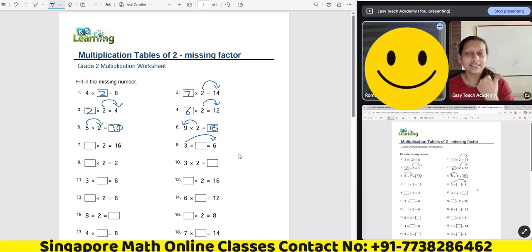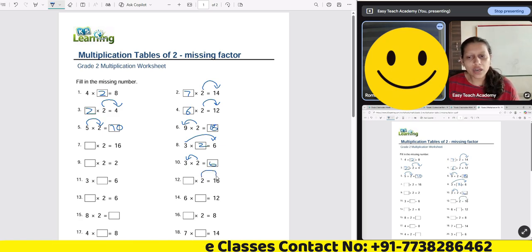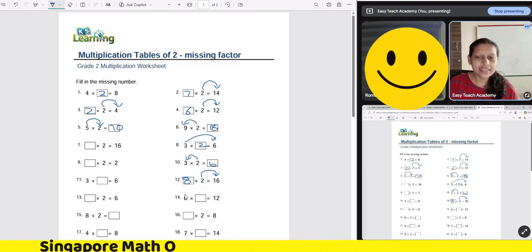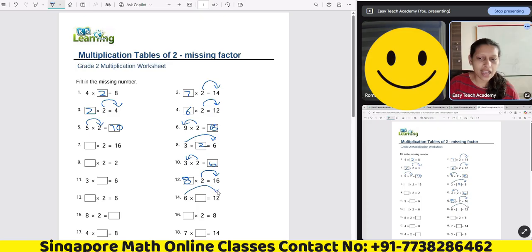Now in the table of 3, how many times 6 goes? 2. Good girl. 2 times 3, 6. In the table of 2, how many times 16 goes? 8. Very nice. In the table of 6, how many times 12 goes?